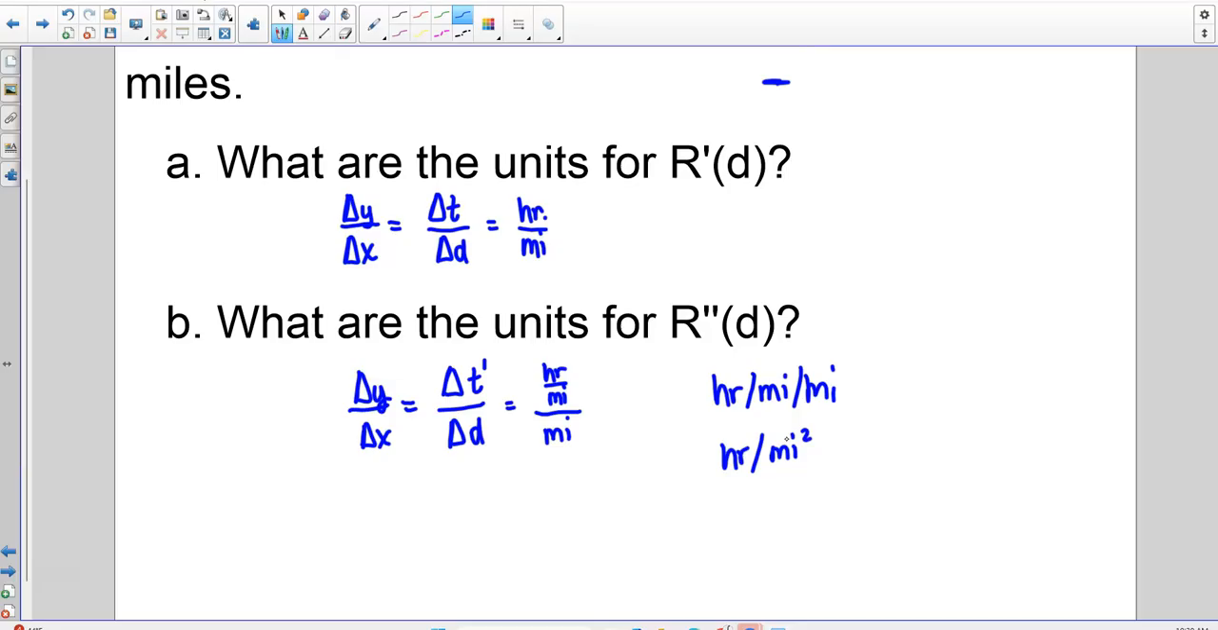And so you can keep going with this. It just usually runs out of things that start to make sense, right? If you took a third derivative, it'd be hours per mile cubed, right? You just basically keep dividing by whatever your independent variable is every time. So knowing the units can really help you keep that straight for the problems here.